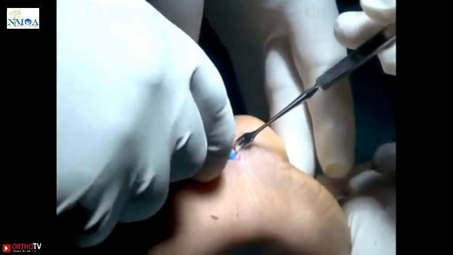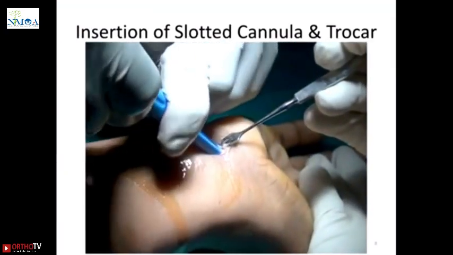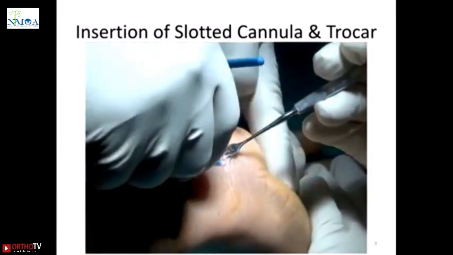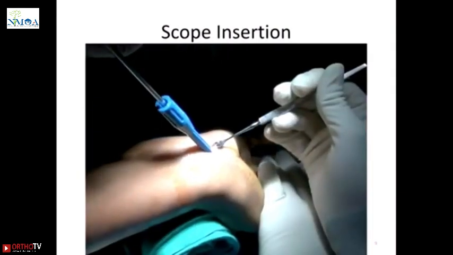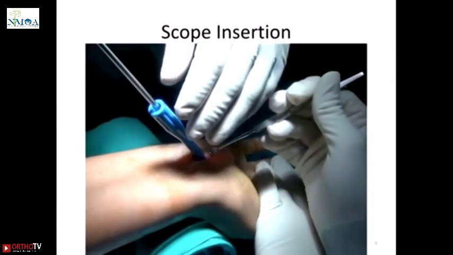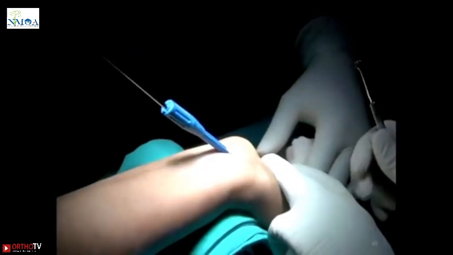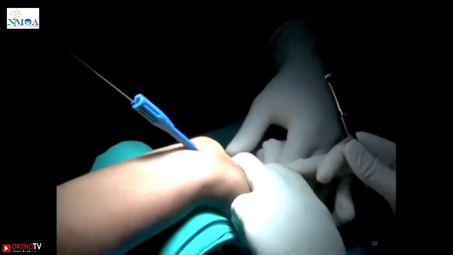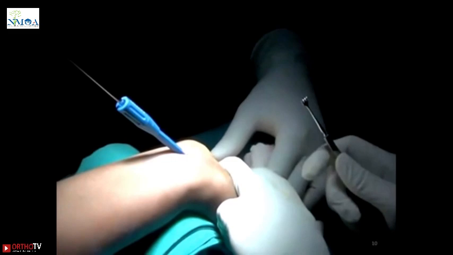Then with the help of serial dilators, the dilatation of the carpal tunnel is done. This is a commercially available carpal tunnel release kit which has a slotted trocar and cannula. Once that is done, in that same slotted cannula we put the scope and check the carpal tunnel so we can visualize it. The scope is facing the palmar surface.